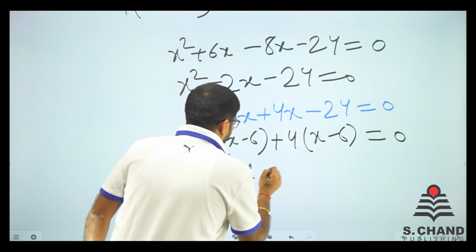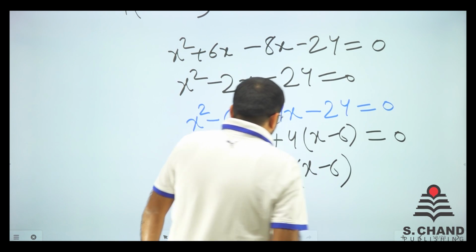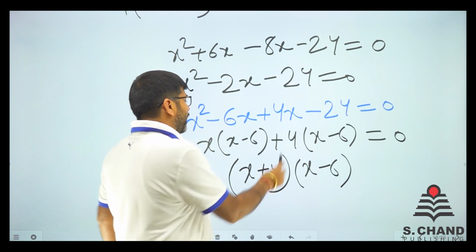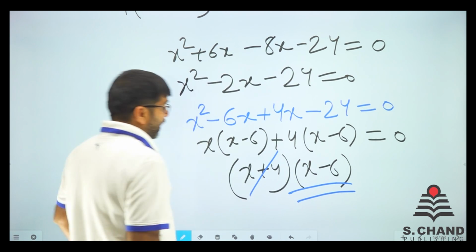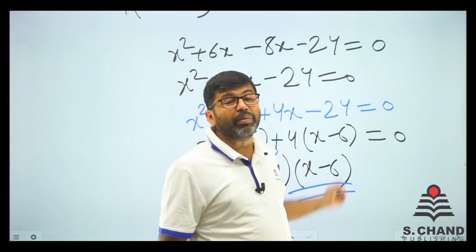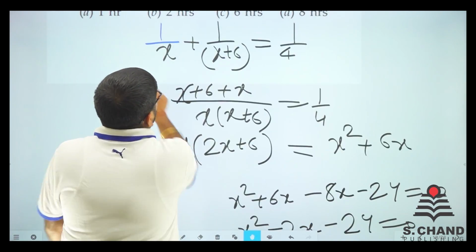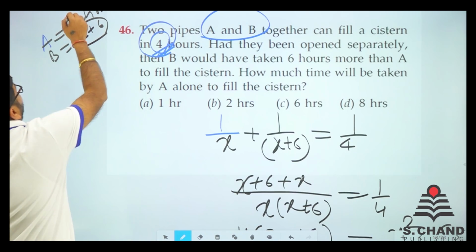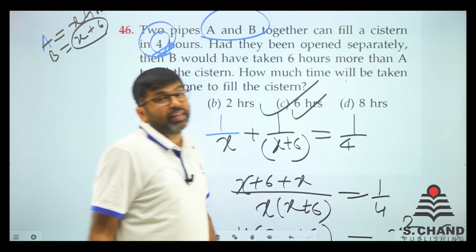So here we got x plus 4 multiplied by x minus 6. So obviously this value will be negative for 4, and we can't take a negative time. So 6 hours, because x minus 6 equal to 0 means x equal to 6. So 6 is the number of hours taken by A. So A is equal to 6 hours. Here we go. We got the answer.